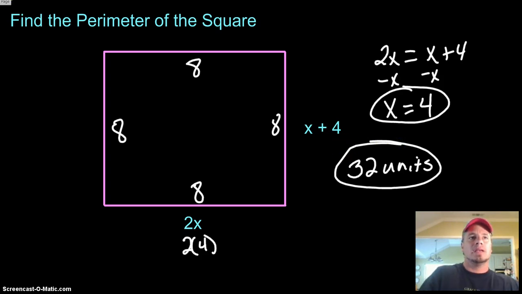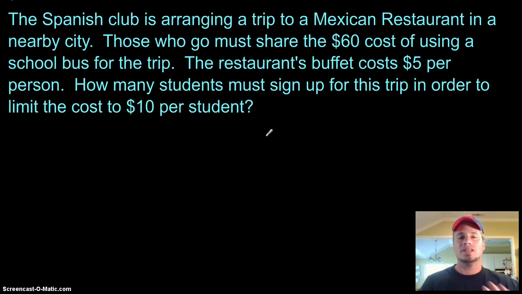Let's do one more thing. Always want to throw a word problem in. This is a different word problem because we're probably going to have a variable on both sides. But it's still similar to the ones we've been doing, just with a little bit of a twist. So let's look at that twist. The Spanish Club is arranging a trip to a Mexican restaurant in a nearby city. Those who go must share the $60 cost of using a school bus for the trip. The restaurant's buffet costs $5 per person. What does that sound like? Sounds like a rate. How many students must sign up for the trip in order to limit the cost to $10 per student?